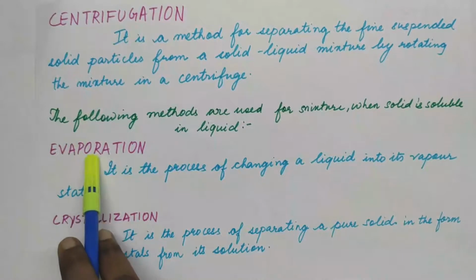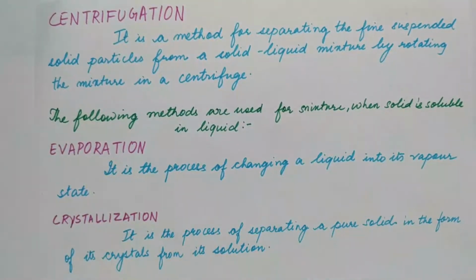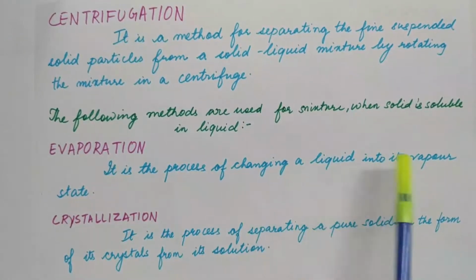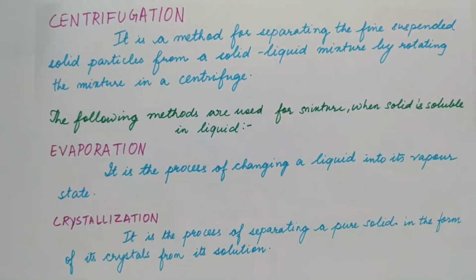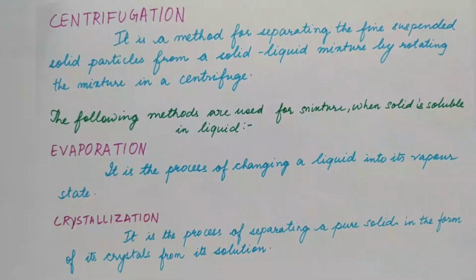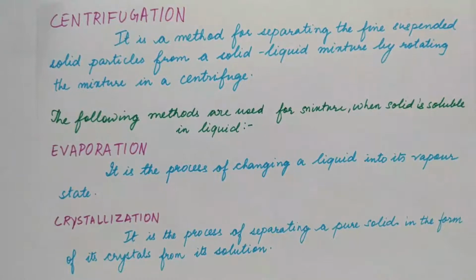And then we talk about evaporation, which is again a very easy method which you have read previously. It is the process of changing a liquid into its vapor state. Suppose we need to remove the common salt from the seawater by the process of evaporation. The liquid, that is water, gets evaporated, and here we don't collect it back. If we collect the liquid back, then that process will become distillation. So here we are collecting the solid which is remaining after the liquid has evaporated from it.